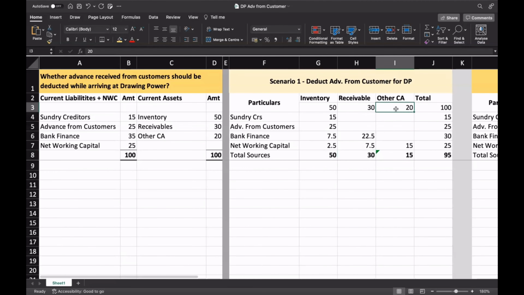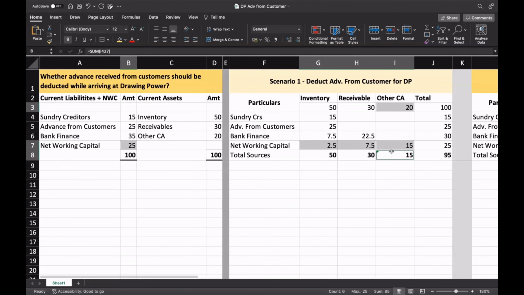Now comes the other current assets. Other current assets will also get built up automatically. So for that 20, what is the available source now? Their net working capital is only 25. Of that, 2.5 has gone for inventory, 7.5 has gone for receivables, so 10 gone. So out of 25, 10 is already used. It means the remaining is 15. So only this 15 from net working capital is available to fund the other current assets. It means the availability is only 15, and that too from net working capital. It means there is a shortage of 5 for funding these other current assets.